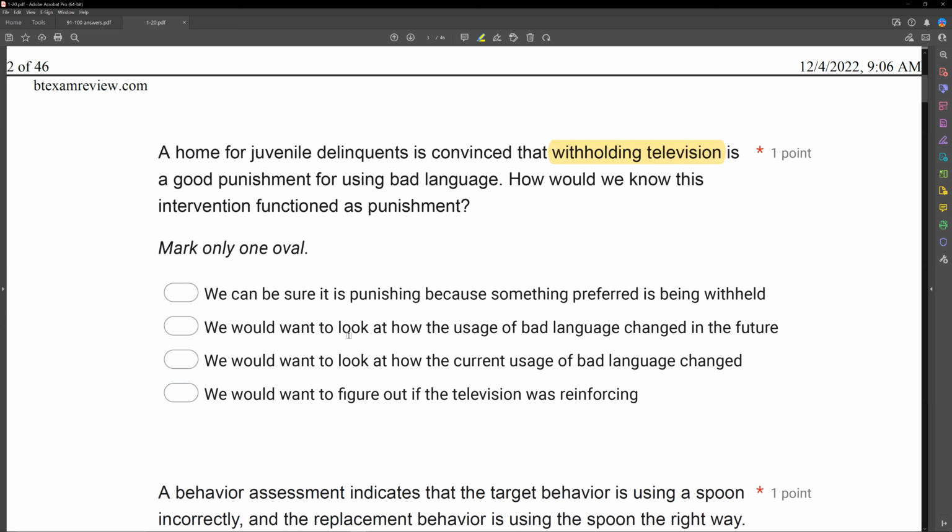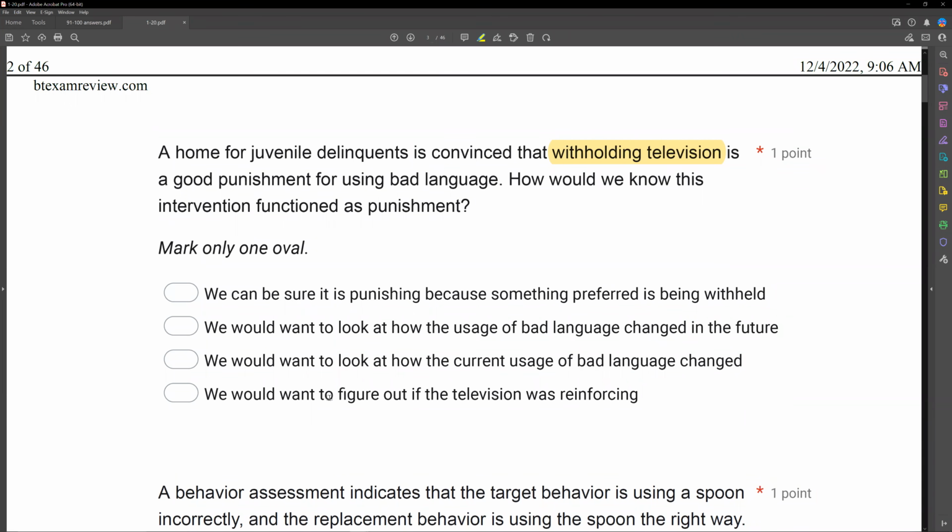B, we would want to look at how the usage of bad language changed in the future. Perfect. They say it's punishment. We say, okay, has the bad language decreased? If it has, then we can say, all right, it is functioning as punishment. If bad language has not changed, it is not functioning at all as punishment. So we have to look at the future behavior of bad language. C, we would want to look at how the current usage of bad language changed. We're not concerned with current usage. You can't change a behavior that already occurred. We're changing future behavior with consequences.